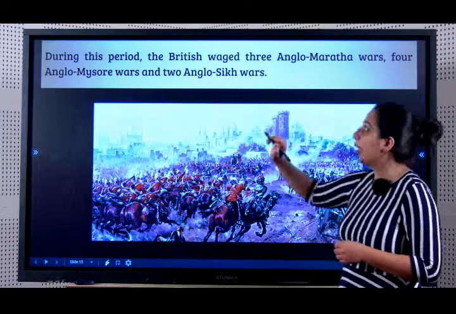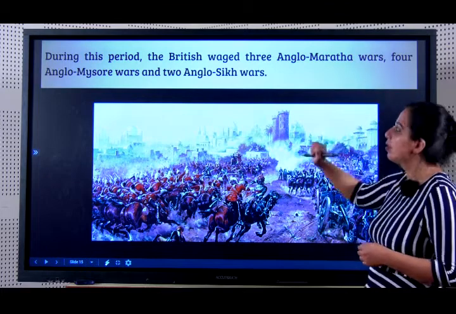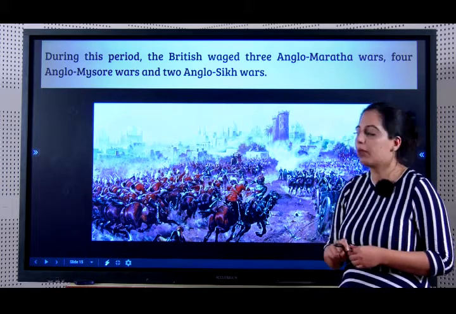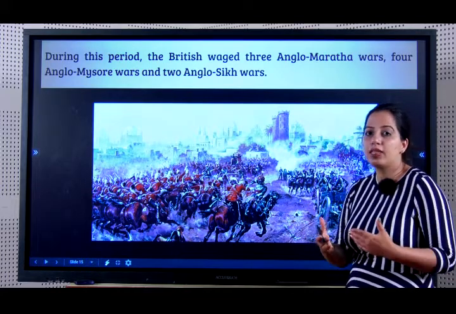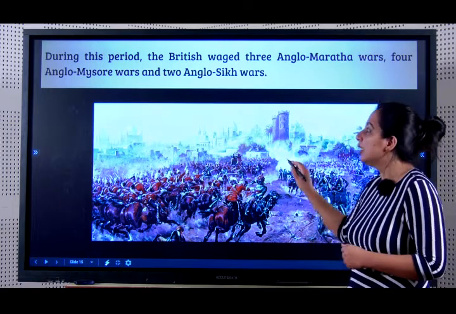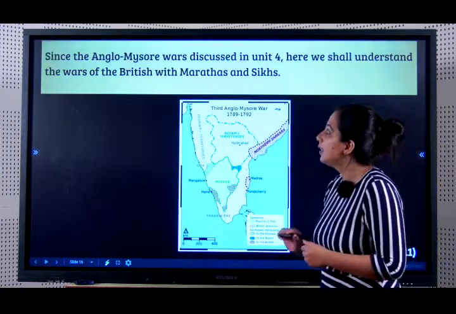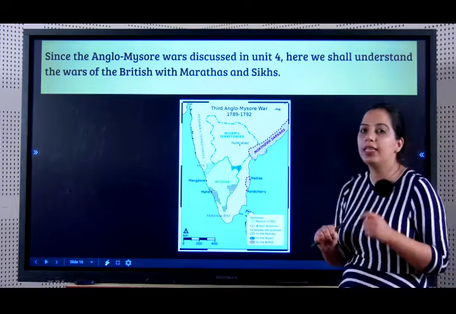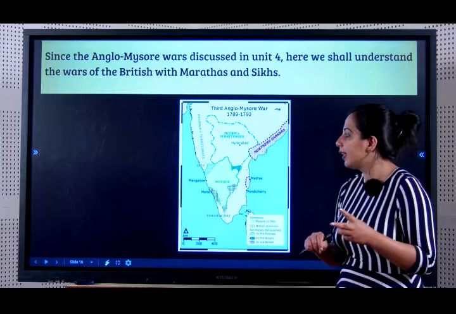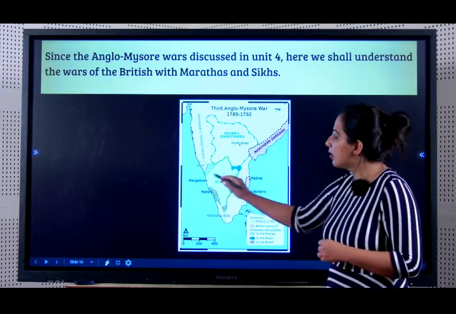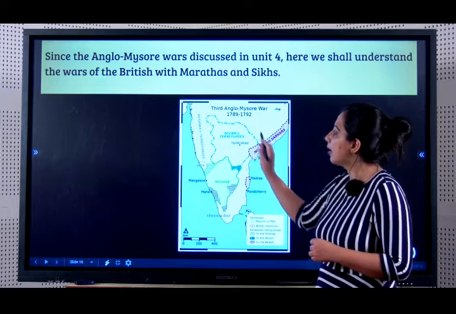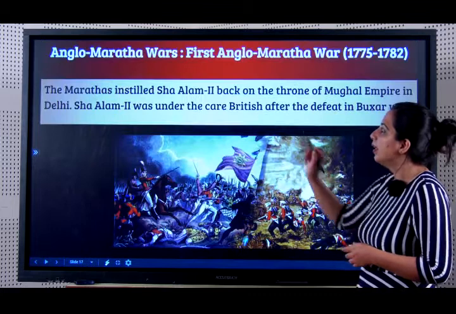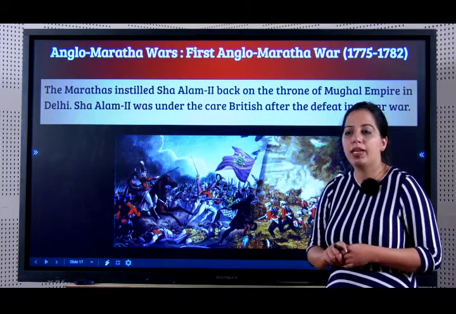So, the British waged 3 Anglo-Maratha wars, 4 Anglo-Mysore wars and 2 Anglo-Sikh wars in their process to extend their rule in India. Since the Anglo-Mysore Wars are discussed in Unit 4, here we will only study the Anglo-Maratha Wars and the Anglo-Sikh Wars. So, this is the region of Mysore, this is the Maratha region. We will see how the British conquered all of this. Let's begin with the Anglo-Maratha War.